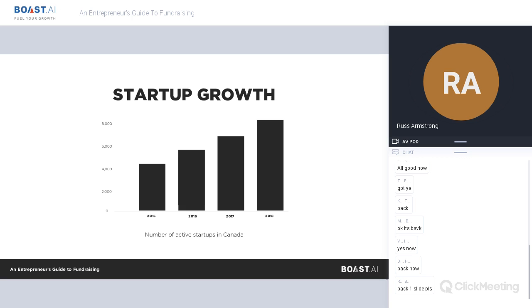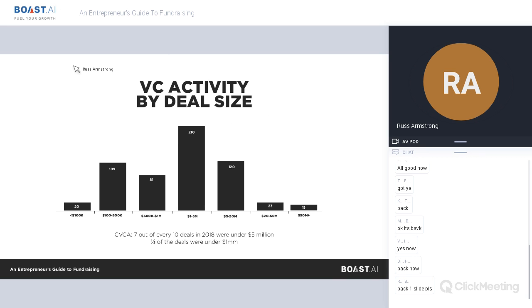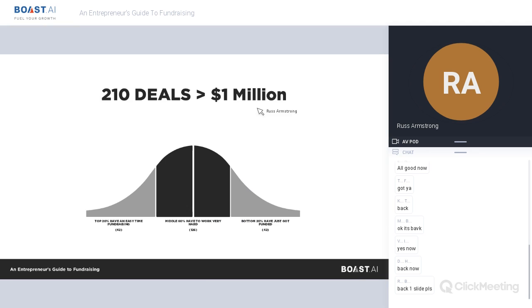But what also is going on during that period is the number of active startups in Canada has exploded and doubled from just over 4,000 to over 8,000 active startups who are all seeking funding at the same time. So what I want to focus on more is the smaller deal size, the earlier stages of the companies, where you're trying to raise money in the less than $1 million range. About a third of the deals that were done in 2018 were under $1 million. If you break that down into the numbers, you got 210 deals that were under $1 million in 2018.